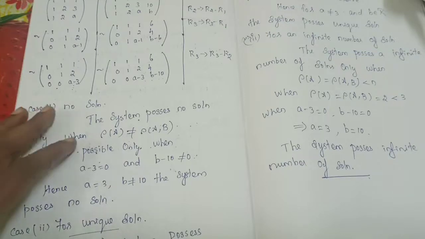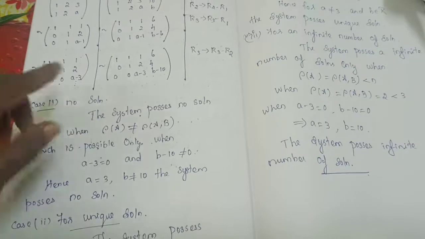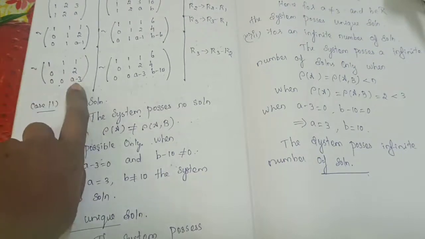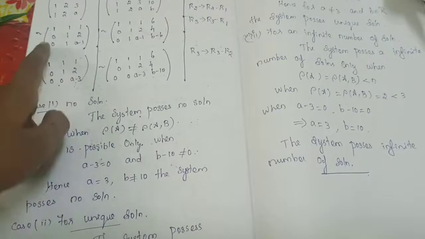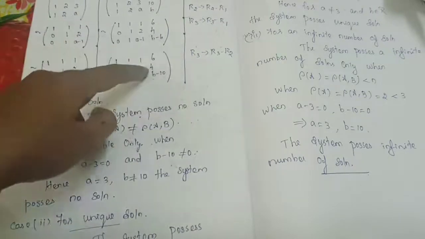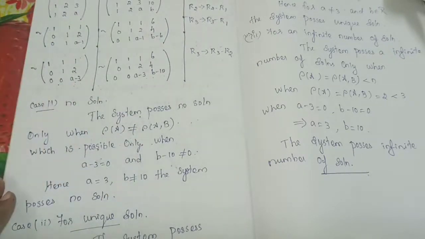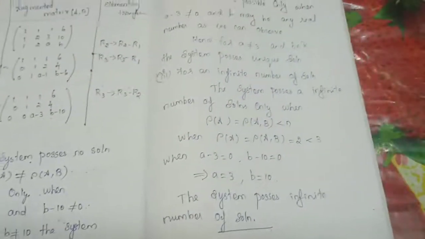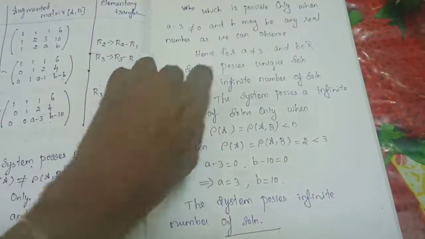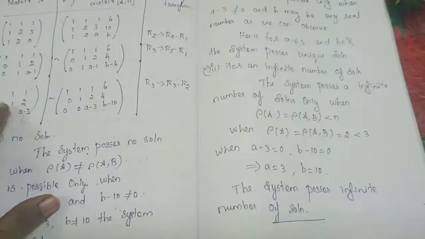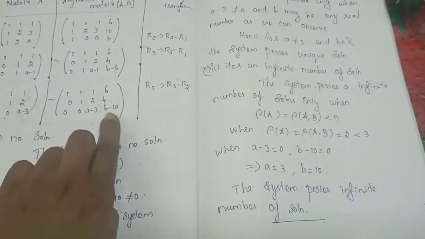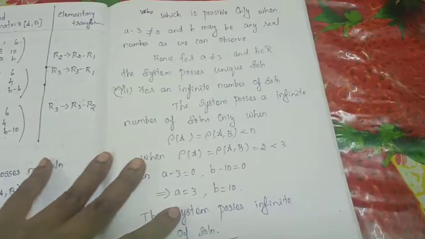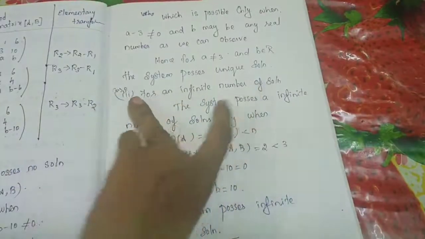So one by one. No solution means this value wants to become 0. Then only we will get this value as 2, this value as 3. So both are not equal, so you will get no solution. Then unique solution means both also you need to get as n, is it right? So this also wants to become not equal to 0. Here B can be any real number. So you will get unique solution.